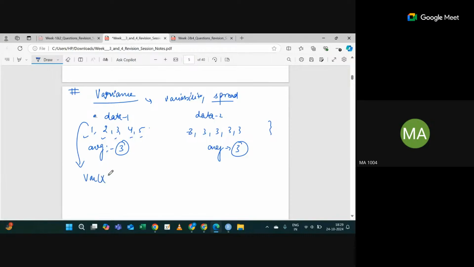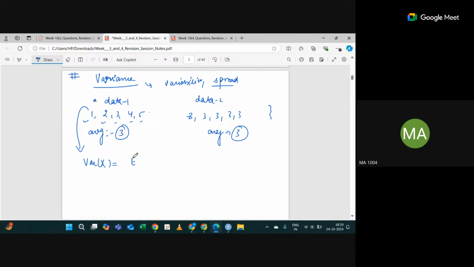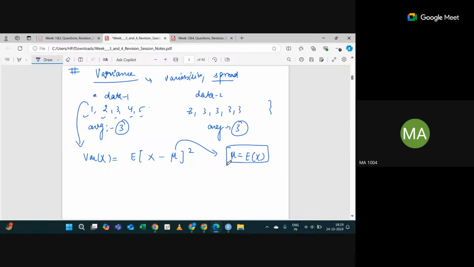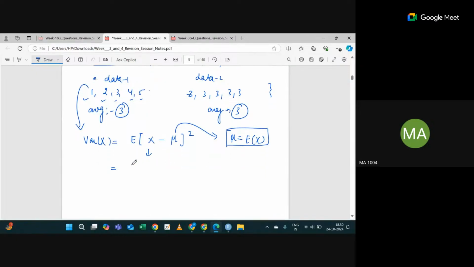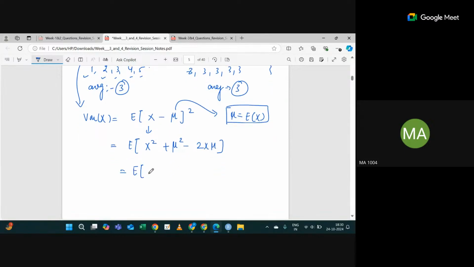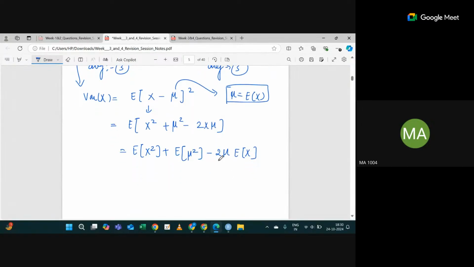So what is the variance and how do we calculate it? Variance is nothing but the deviation of your X from its expected value. Here mu is the expectation of your random variable. If you expand this formula, we get X square plus mu square minus 2 times X into mu. This gives expectation of X square plus expectation of mu square minus 2 mu expectation of X. I took 2 mu outside because mu is a constant. Expectation of X square plus mu square minus 2 mu times expectation of X, which we have given as mu.